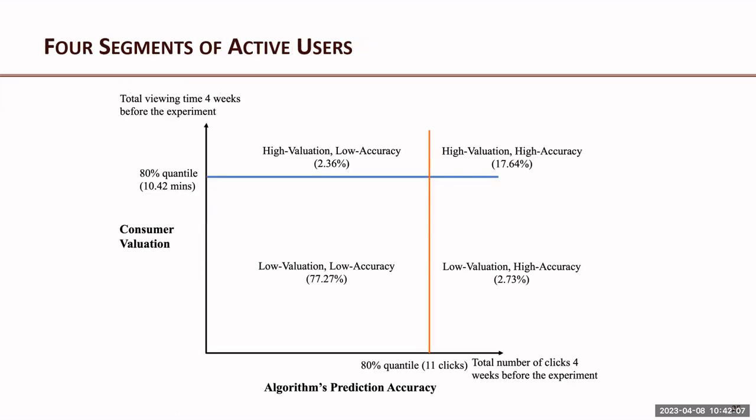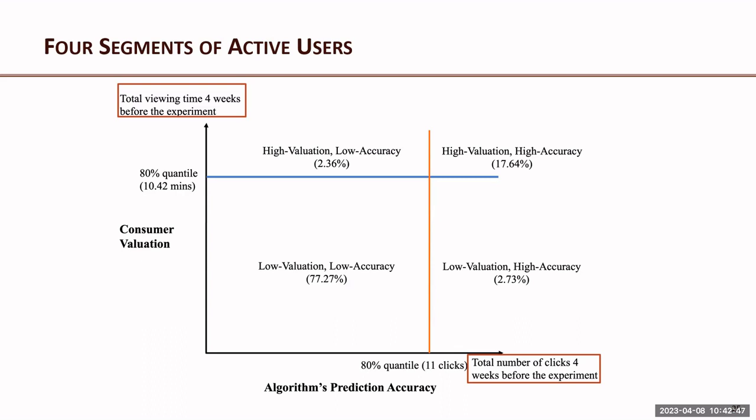To quickly test these mechanisms, we segment active users into four parts. How do we measure consumer valuation? Actually, we use the total viewing time 4 weeks before the experiment to measure users' valuation. The more time they spend, the more they value the platform. And we use a high-level measure for prediction accuracy, which is the total number of clicks a user made 4 weeks before the experiment.